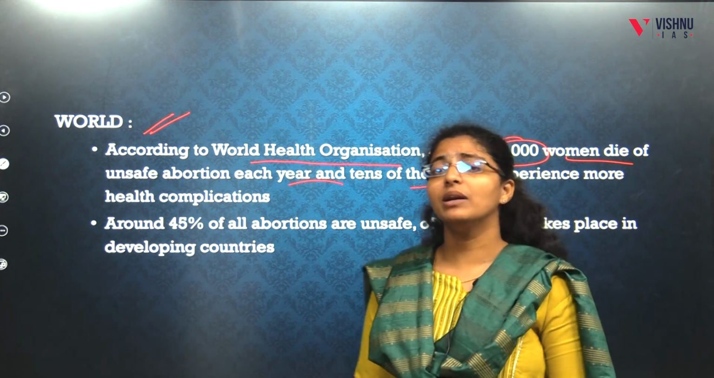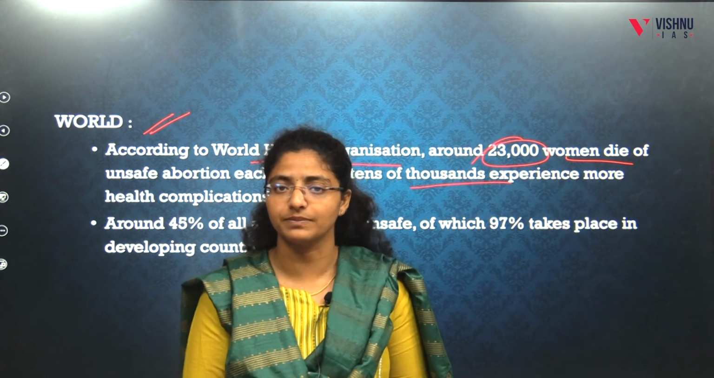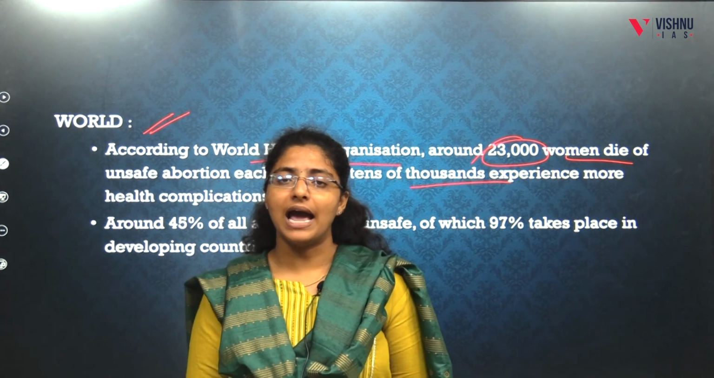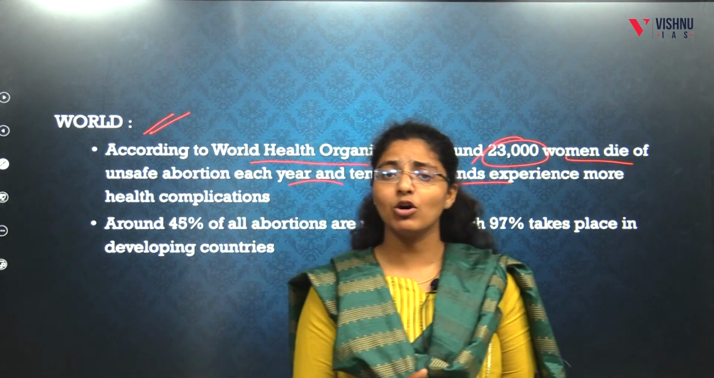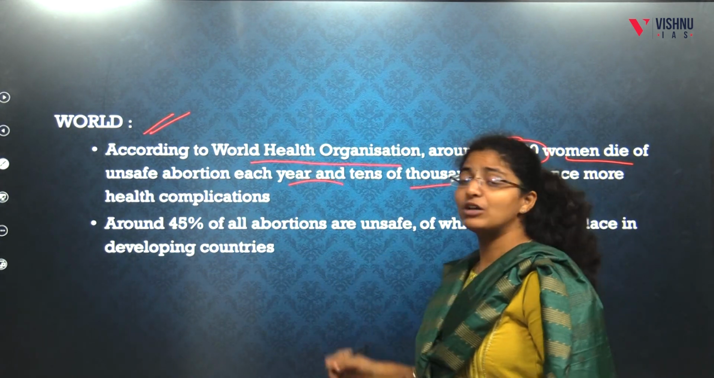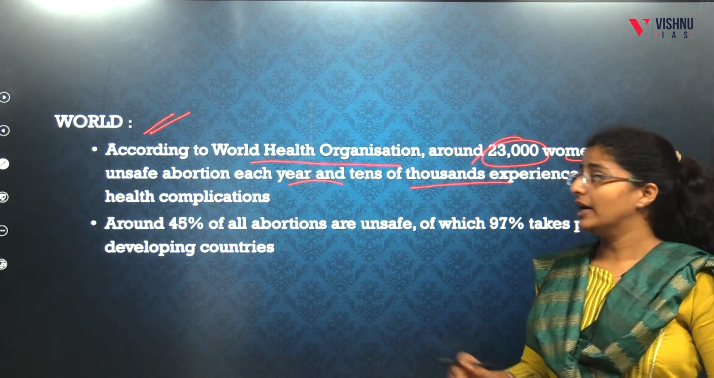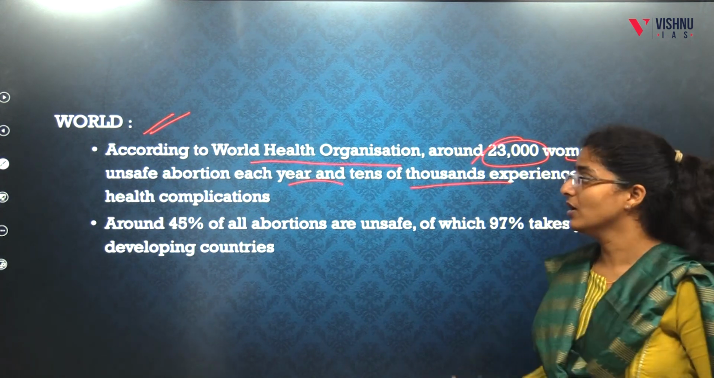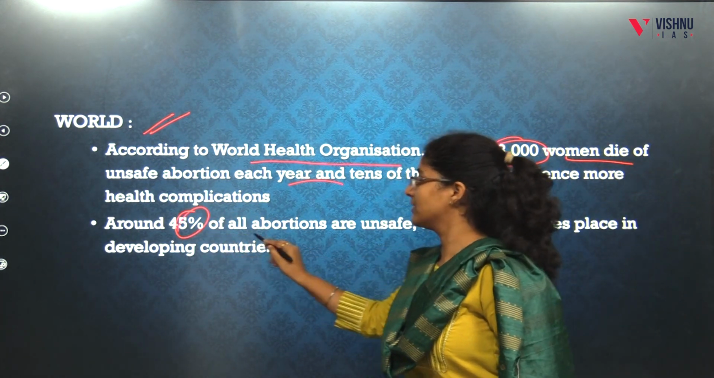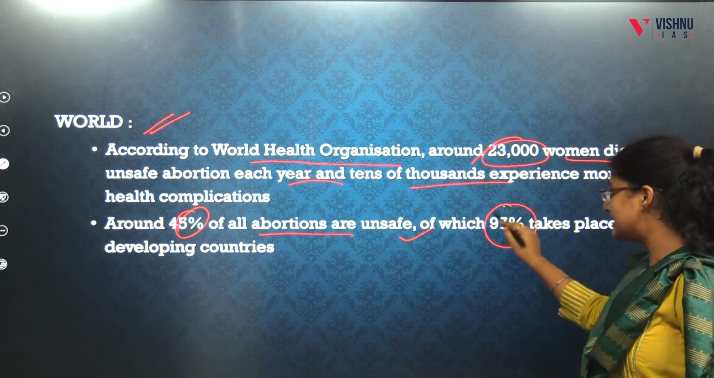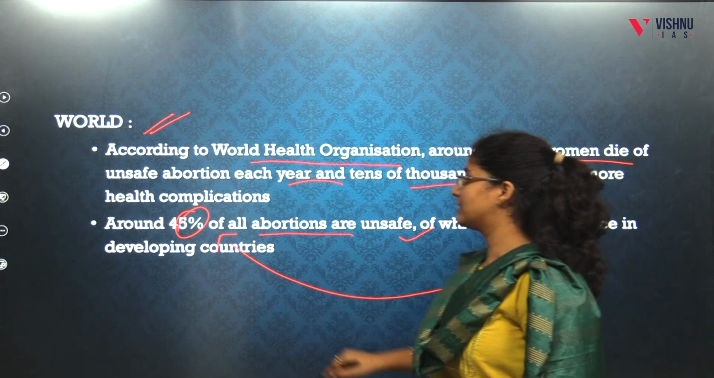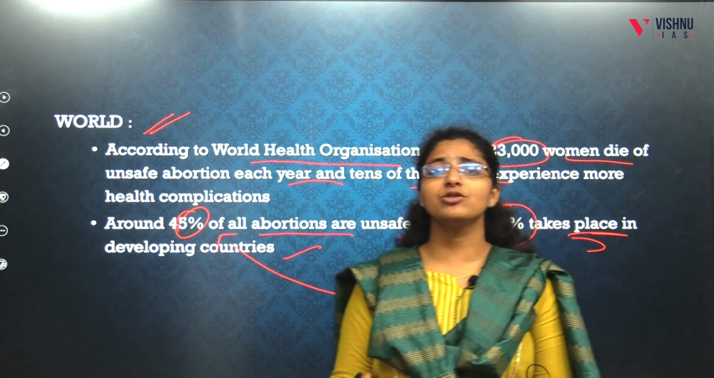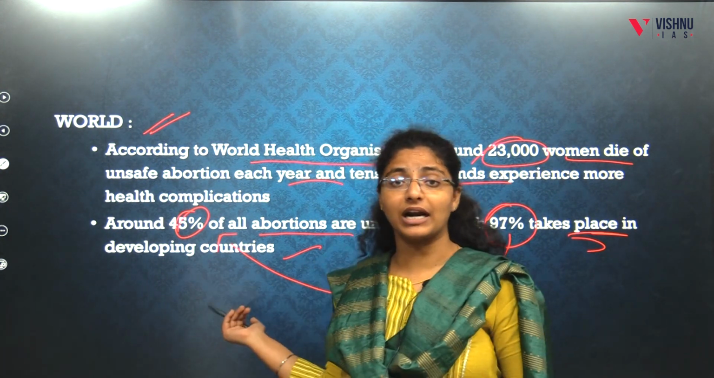23,000 women are dying just due to a decision to abort, a decision that women should be taking, and due to social factors, countries are curbing abortion laws. So here one should be very broad in understanding this topic. One should understand it is a right of a woman to take a reproductive decision. Around 45% of abortions are unsafe, of which 97% of these are taking place in developing countries. Now you understand the state of developing countries regarding the rights of a woman.